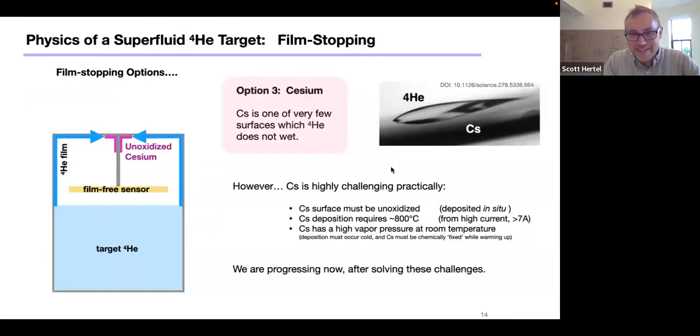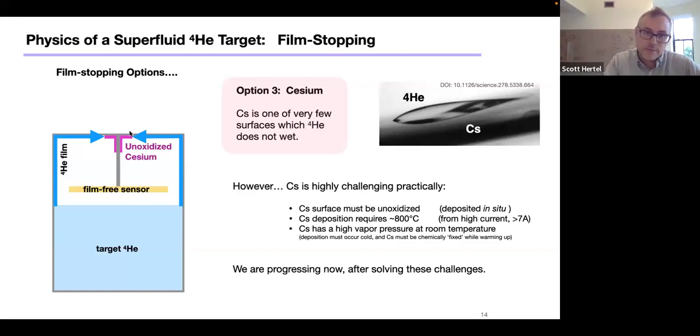Okay, so then what we've settled on is using cesium. Here's a photo from other people's work where you can see a drop of helium-4 sitting on an unoxidized cesium layer. That's really unusual to see a drop of helium-4 sit like that. It is not wetting the cesium, it's not spreading out. And cesium is one of the very few materials with this unusual wetting behavior. Helium obviously wants to cover everything, but it does not want to cover cesium.